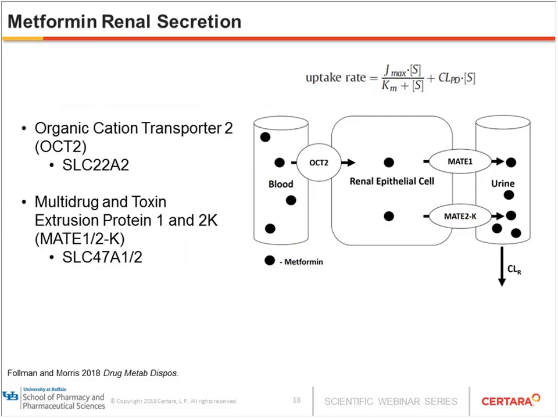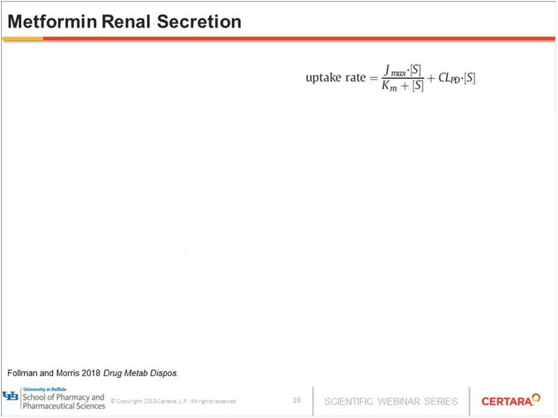This is the pathway for metformin renal secretion and the transporters that are involved in this secretion. So the first is organic cation transporter 2, or OCT2, which I've mentioned. So OCT2 is an uptake transporter located at the basolateral membrane of the renal epithelial cell. OCT2 mediates the uptake of metformin from the blood to the renal epithelial cell. Metformin is then excreted into the urine via two transporters, MATE1 and MATE2K, or multi-drug and toxin extrusion proteins 1 and 2K. So this is the pathway that metformin takes, and this is what's described in the metformin model in Simcyp that we utilized for this project.